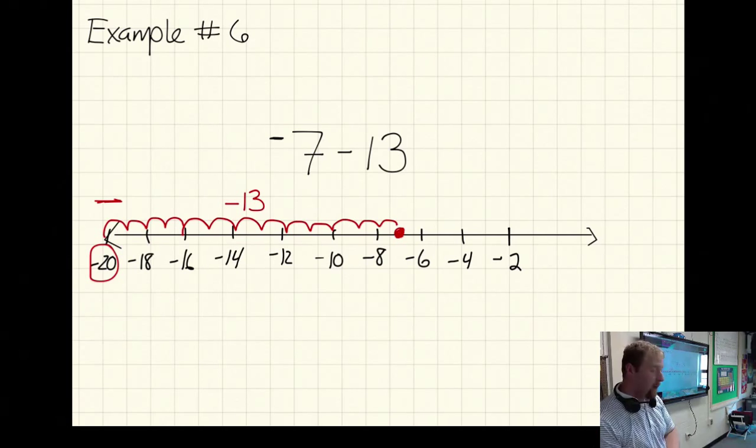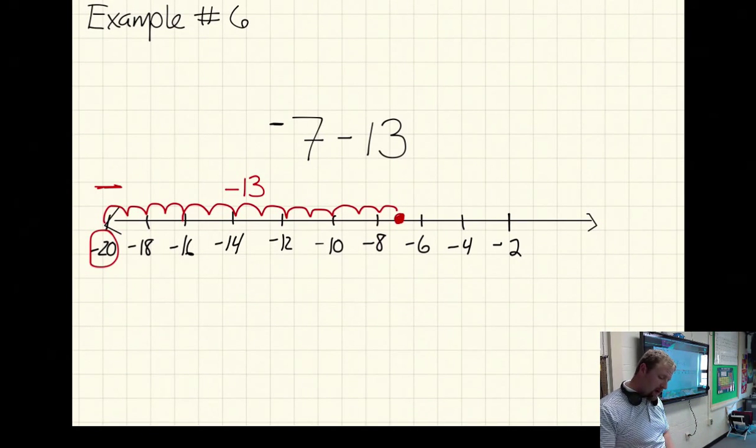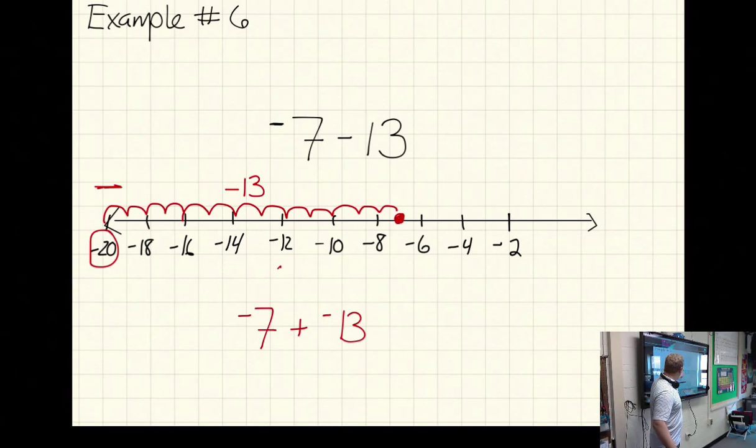Now, I could have done this another way. I could have said, well, negative 7 plus a negative 13. That's another way to think about this problem. I make it an addition problem, and I just shift that minus sign up. Anytime you have addition, you literally add the numbers and keep the symbol. So negative 7 plus negative 13. 7 plus 13 is 20. The negative stays. Negative 20.